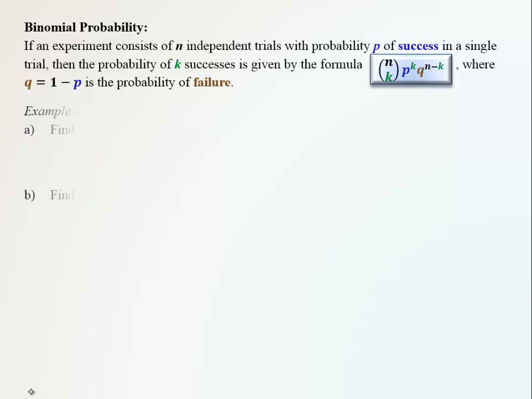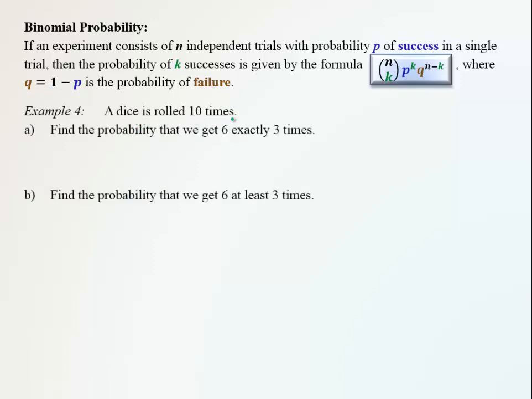Let's see how this works. A dice is rolled 10 times. So each time we roll a dice, we know that, for example, the probability of getting a 6 is 1/6. Now we want to find the probability that we get 6 exactly 3 times. So the probability of success is 1/6. Therefore, the probability of failure is 1 minus it, so it's the same as 5/6.